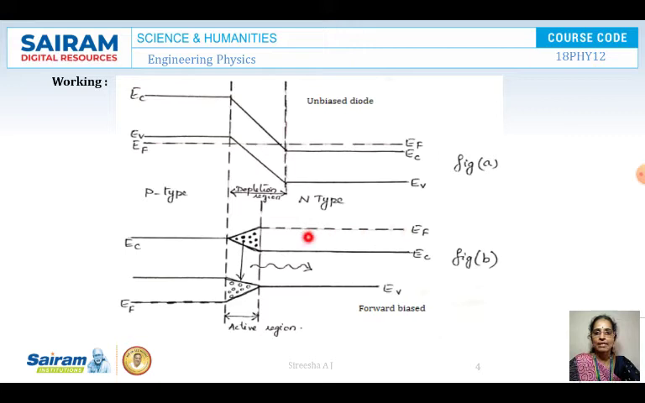As the forward bias increases, the depletion region decreases. Forward bias increased means more and more electrons are accumulating in the n-type and more holes are accumulating in the p-type across the junction. The depletion region decreases and this becomes an active region. Electrons in the conduction band of n-type are at a higher energy level and the holes in the valence band of p-type are in the lower energy band.